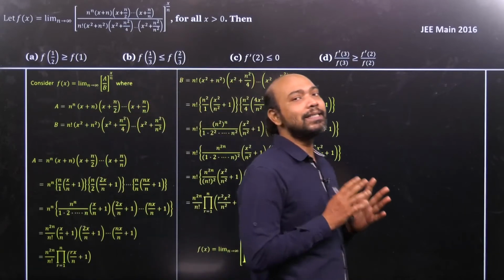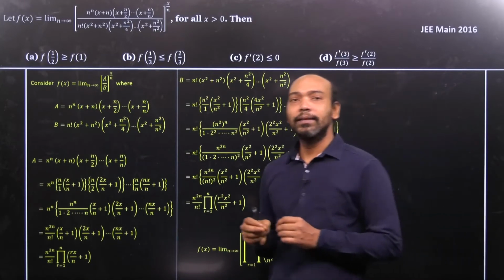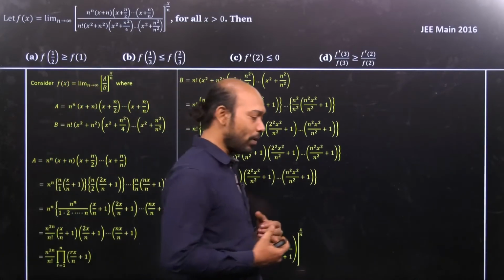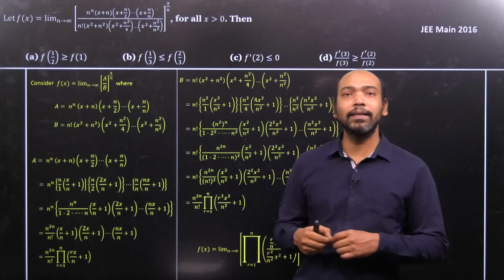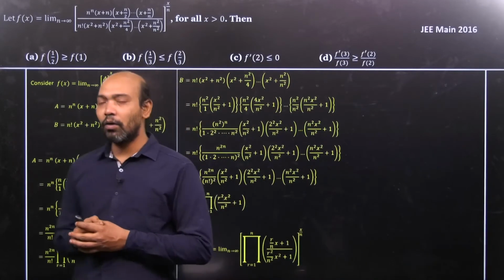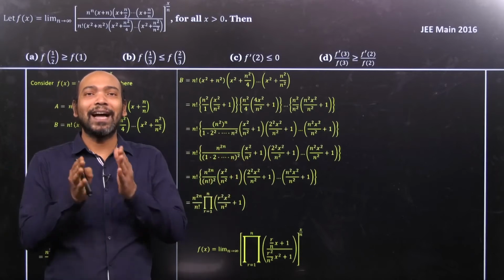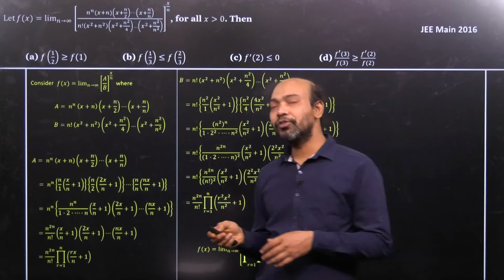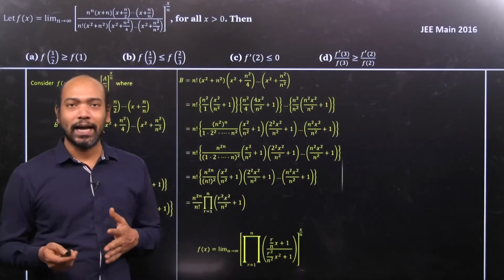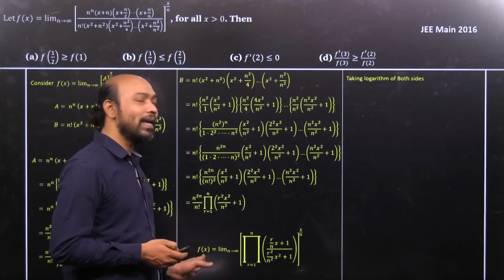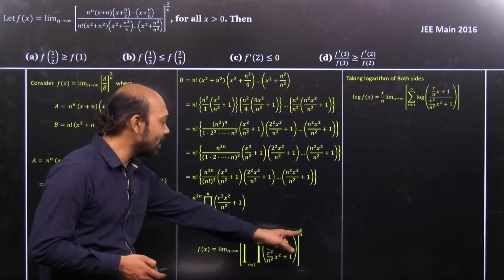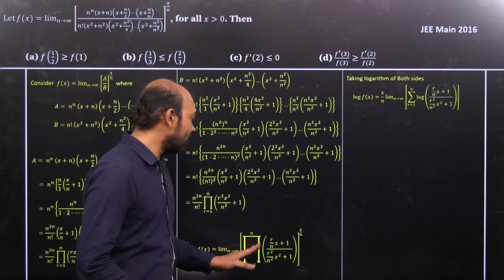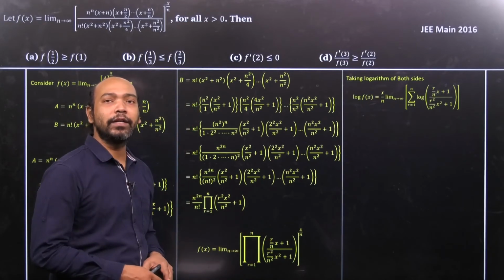Now whenever it's done, we look for taking a log. Why? Because a product always gives you a problem. So how do we make that product easier? A product can be converted to a summation by taking log. So we'll take the natural logarithm ln on both sides. If I take the natural logarithm, it becomes ln f(x), and x by n will come outside using the power law, and each term will be converted to a summation.